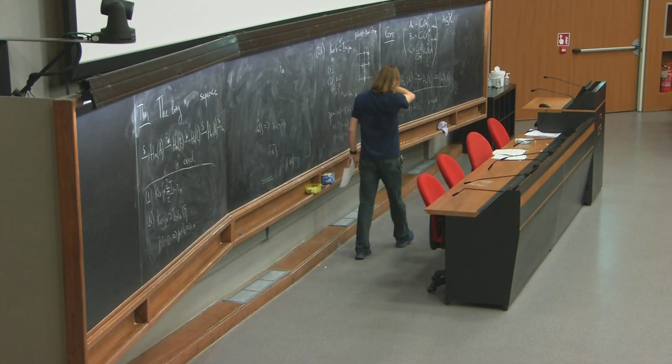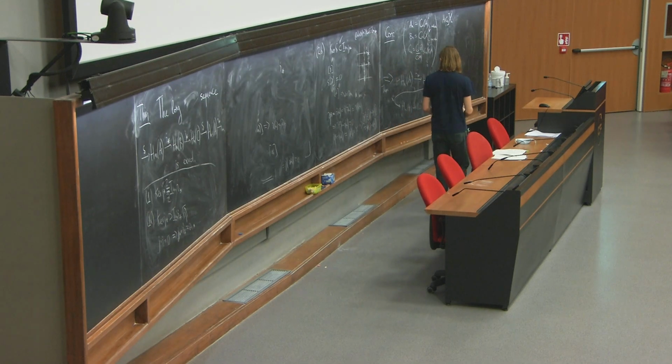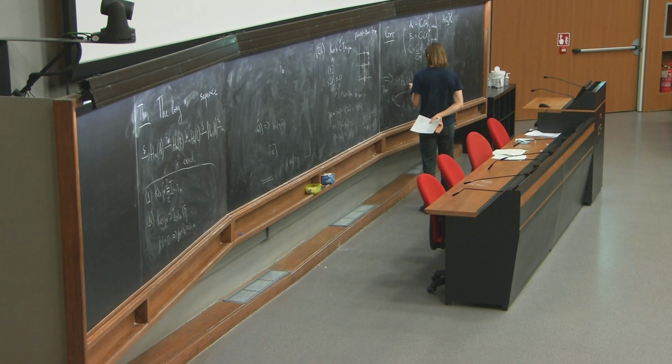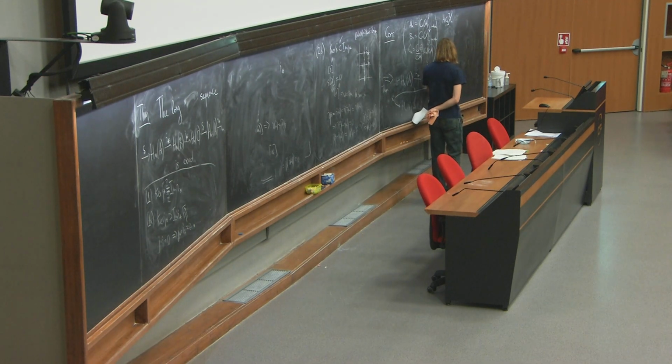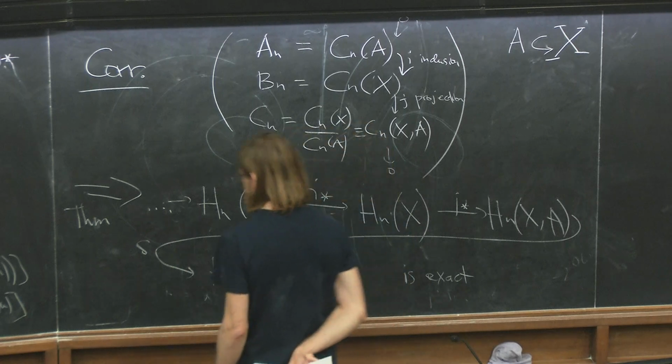Let me say a few words in general. The fact that this sequence is exact can be very restrictive. In general, if you know some groups in this exact sequence, this can sometimes completely constrain what the other groups are. In particular, if you know the homology groups of A and X, the exactness can often tell you what the relative groups are, or the other way around.